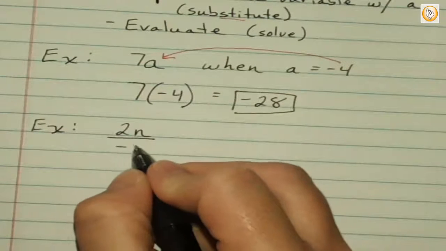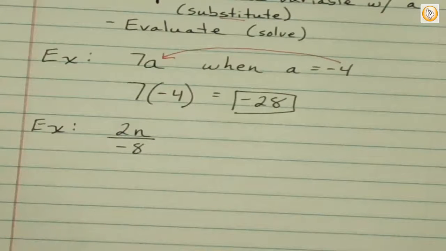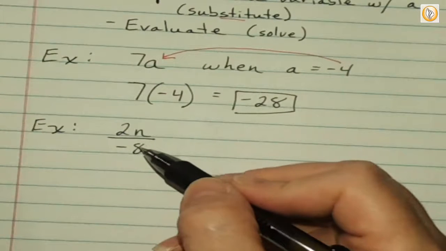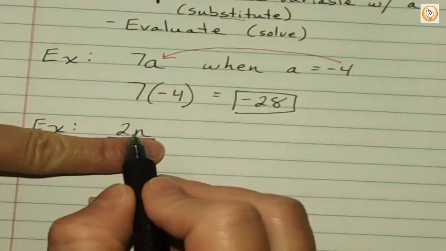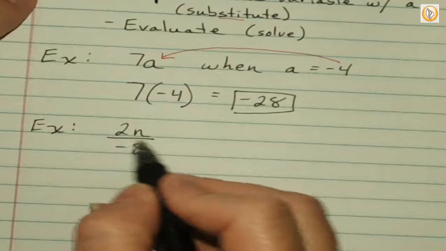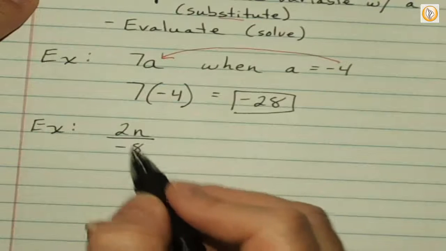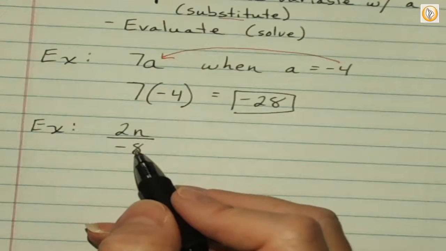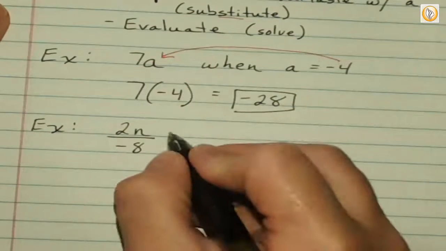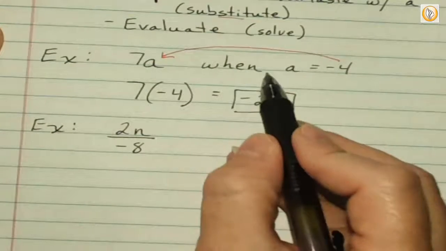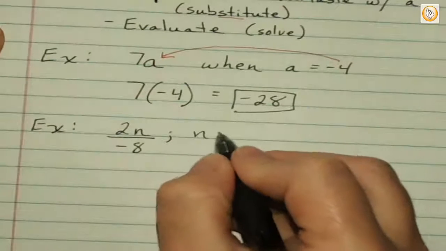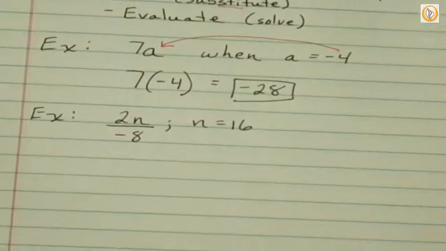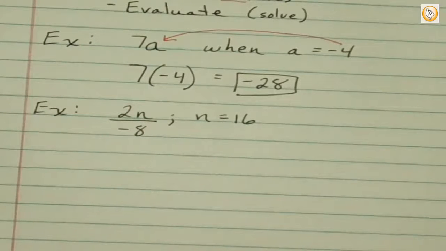2n divided by -8. Remember, when the number's right next to the letter, you're multiplying. When it's in a fraction-like form, that means division. And that's kind of new for some people. And then, instead of me saying when A equals -4, I'm going to show you a different way that they show you: semicolon, n equals 16. Some problems say evaluate, some say solve. I want to show you all the different ways it can be shown.